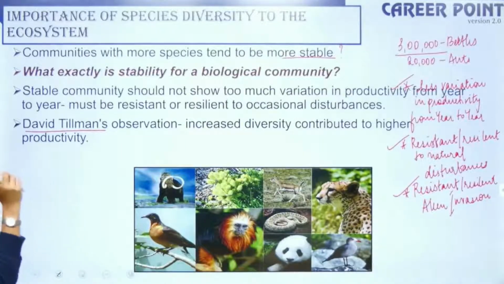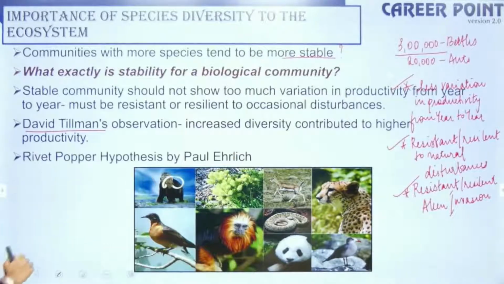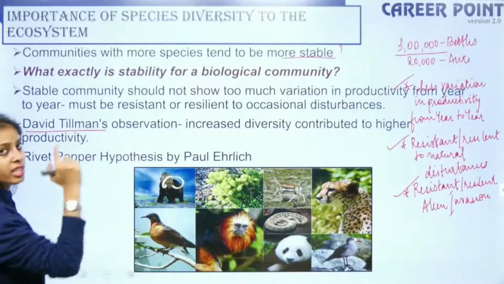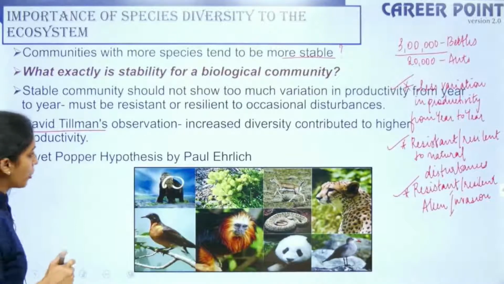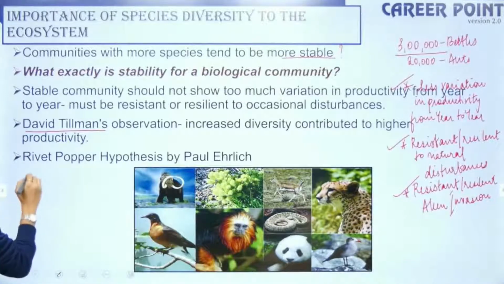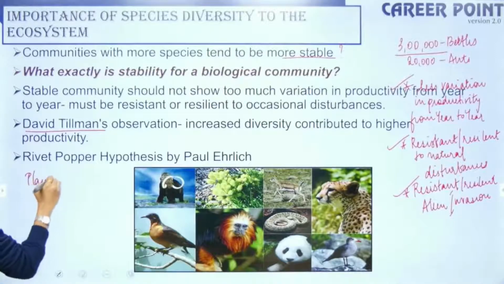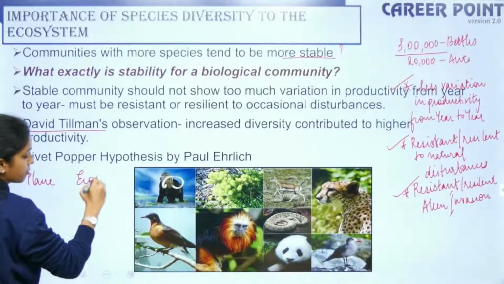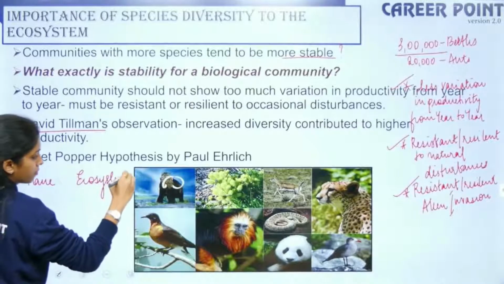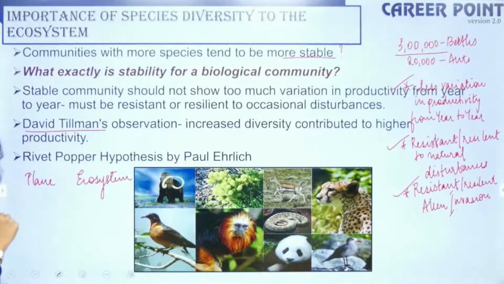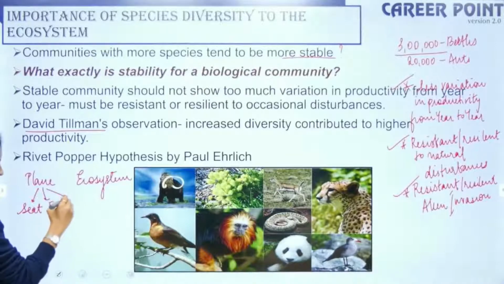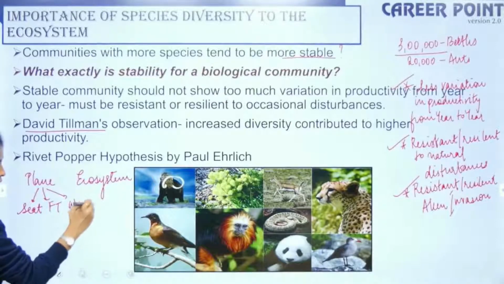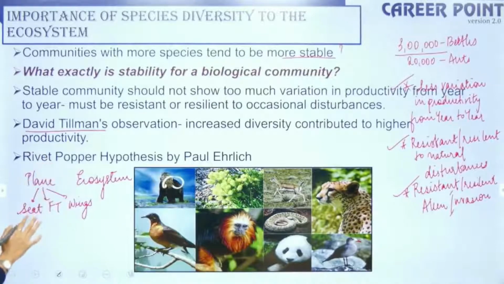there is something called the Rivet-Popper hypothesis. This hypothesis was given by Paul Ehrlich. Okay, so what did he say? He took a plane, the plane that flies, and he took an ecosystem. What are the components inside a plane? You have your seat, you have your foot tray, you have the wings of a plane, you have the overhead cabinets, so many things.